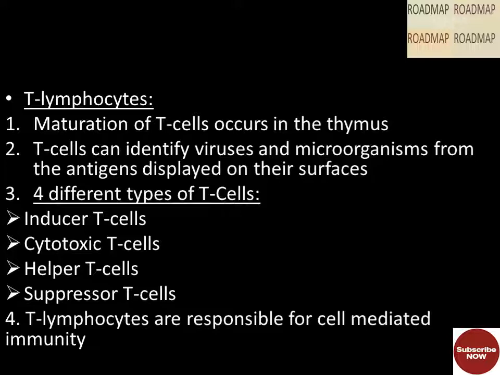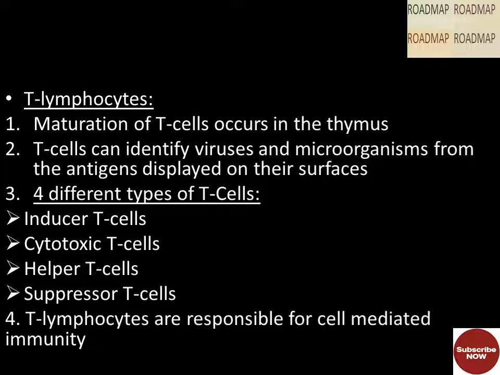So there are four types of T cells. Which are these four types of T cells? First is the inducer T cell, second is the cytotoxic T cell, third is the helper T cell, and fourth is the suppressor T cell. So, what is an inducer T cell? Those that help mediate the development of T cells in the thymus are inducer T cells.